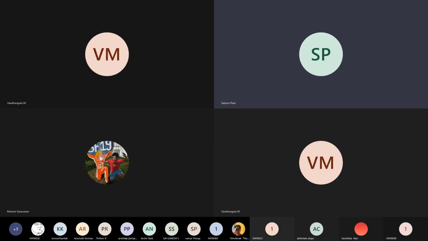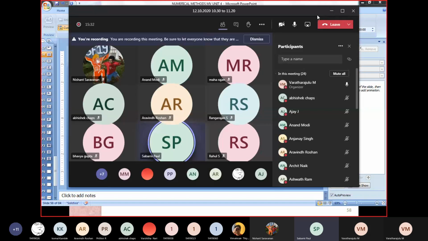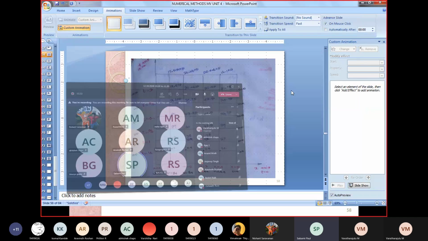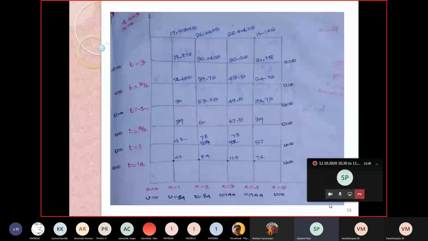Then when x is equal to 4, so 72, 57, 39, 33.75, 24.75, 21.75. Yes, yes, yes. Yes. Very good, very good.